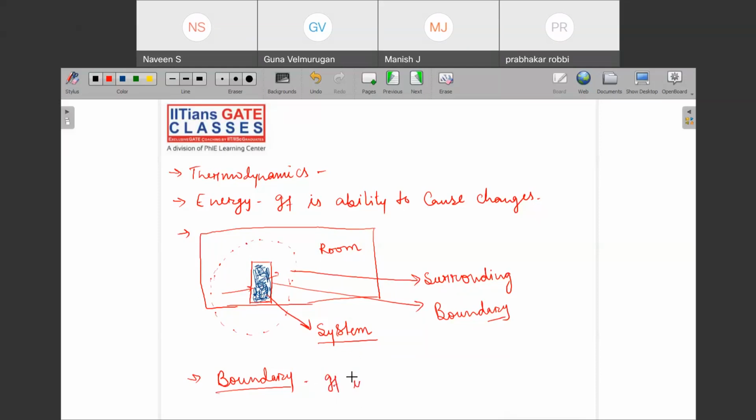So it is the surface where our study is focused.